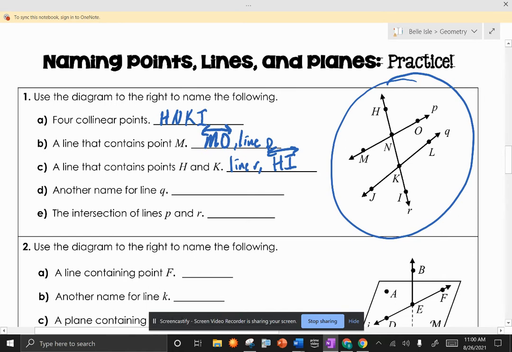Okay, so D. Another name for line Q could be what? Line JKL. So putting all three letters is not wrong. You only have to do two. What if it shows up on our test? Line JK. So E, the intersection of lines P and R.